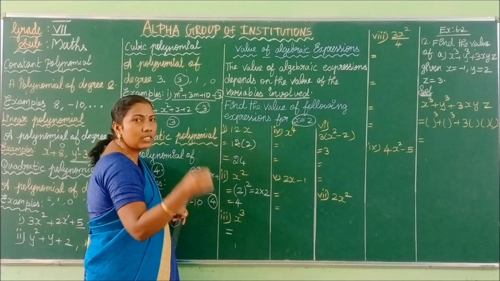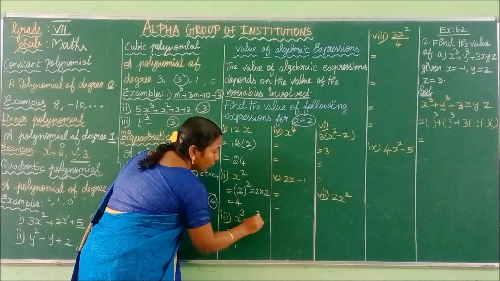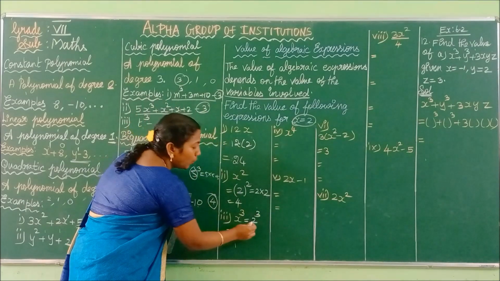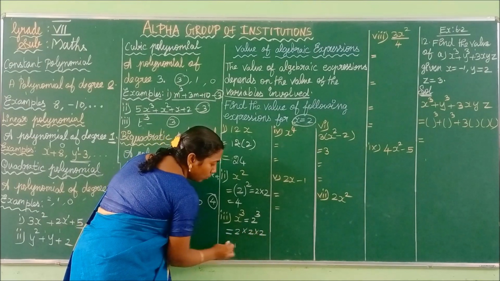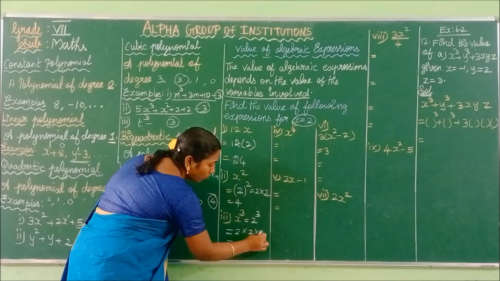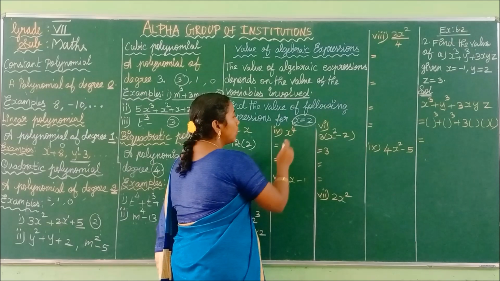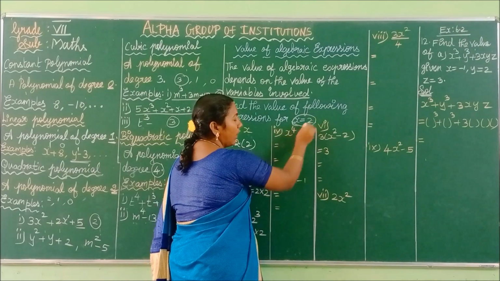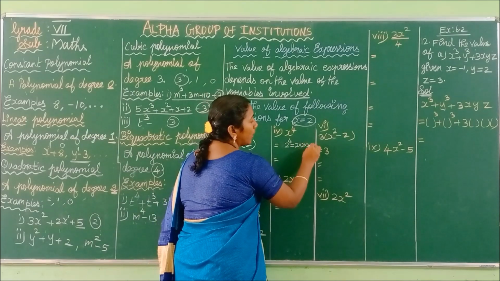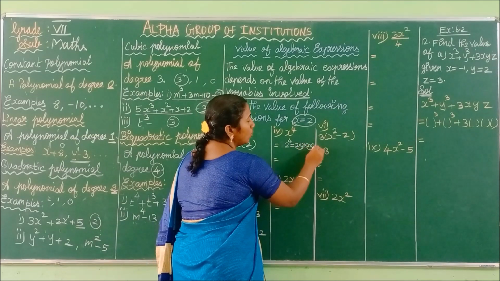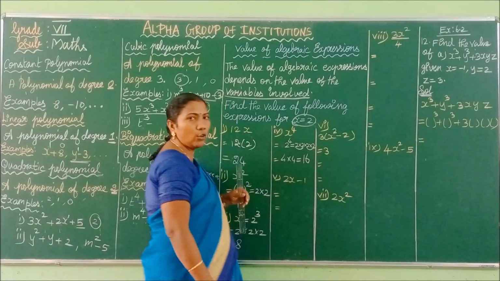See the next one, x power 3. Instead of x we substitute the given value, 2. So 2 power 3. You can also read it as 2 cube. You have to multiply 2 how many times, children? 3 times. 2 into 2 into 2. 2 twos are 4, 4 twos are 8. See the next one, x power 4. Instead of x you substitute the given value, 2 power 4. It means you multiply 2 four times. 2 twos are 4, 2 twos are 4, that is 4 into 4. Your answer is 16. I hope you understand.